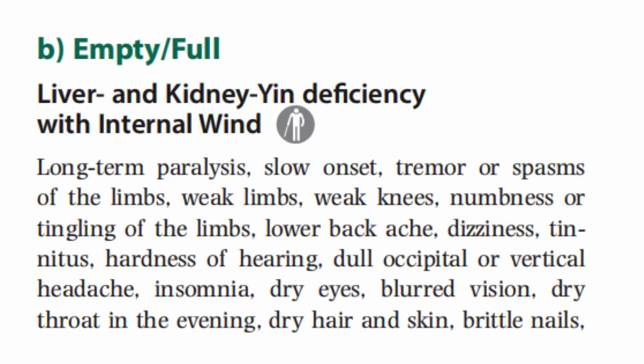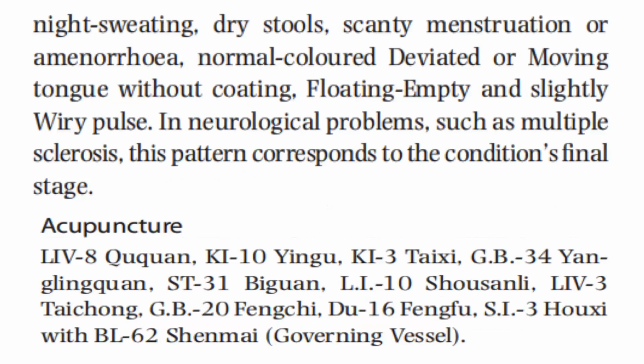This is a long-term paralysis with slow onset, manifesting also with tremors or spasms of the limbs, weak knees, numbness or tingling of the limbs, lower back ache, dizziness, tinnitus, hardness of hearing, dull occipital or vertical headache, insomnia, dry eyes, blurred vision, dry throat in the evening, dry hair and skin, brittle nails, night sweating, dry stools, scanty menstruation or amenorrhea, normal color, deviated or moving tongue without coating, and a floating, empty, and slightly wiry pulse.